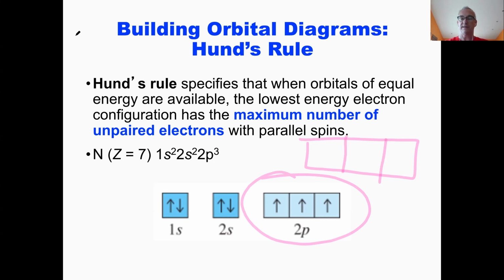Now remember, this is -1, that's 0, and that's plus 1. That's where those numbers come in really handy. That's the m sub l. That tells you where inside that subshell the electrons would be. So our first electron would go here, pointing up. Now Hund says the second electron can't go in that first orbital. It's got to go to another one.